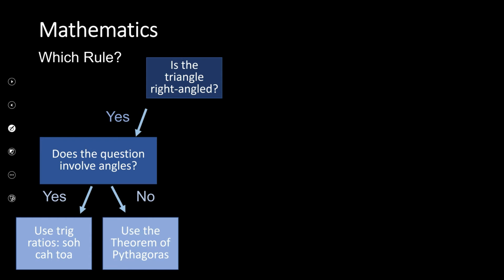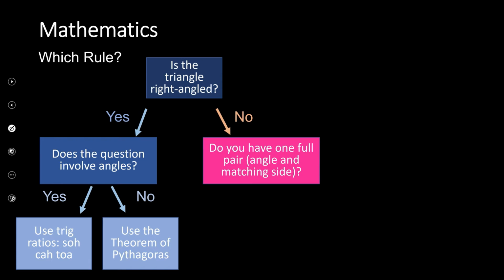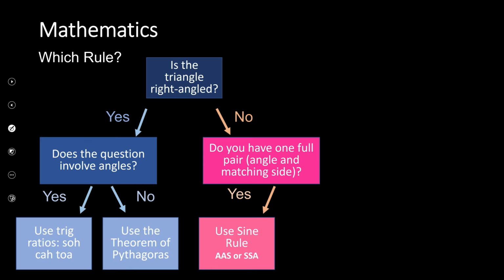Then you've got to use the theorem of Pythagoras. Then we're using the theorem of Pythagoras to find the sides. What happens if the triangle is now not right angled? Then we've got to see if we have one full pair, that means we've got an angle and its matching side. If we have the angle and its matching side, then what rule is that? Of course, it has to be the sine rule.